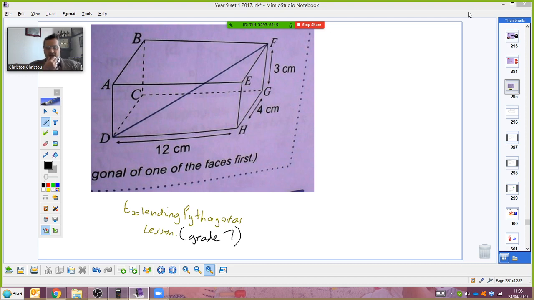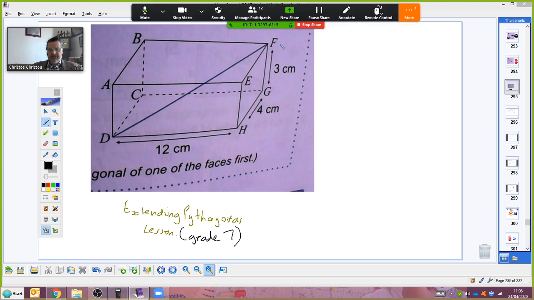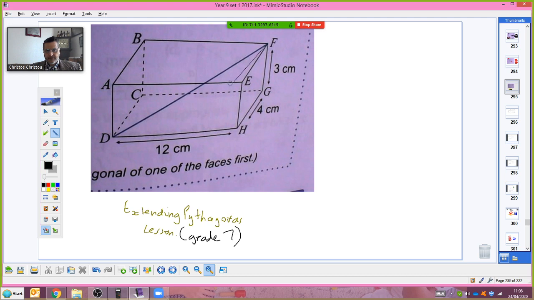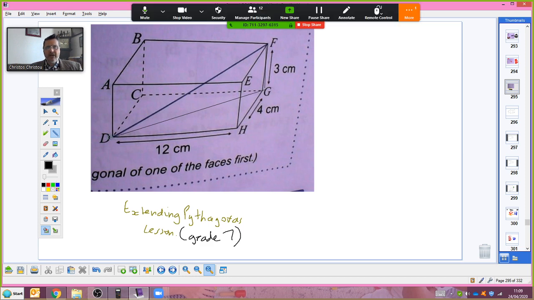Right, watch this. I want to work out D to F. Have you got that? It's from the bottom left to the top right at the back. So that is not a triangle, but in order to work out this length D to F, which is supposed to be a straight line, I need to do this. I'll do it from here to here. There we go. Can you see I've created a right angle triangle?